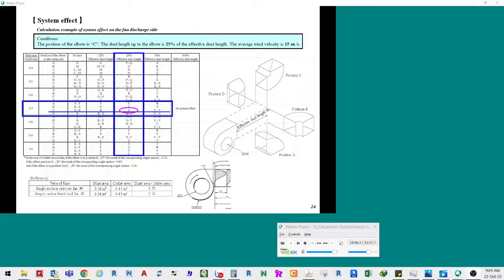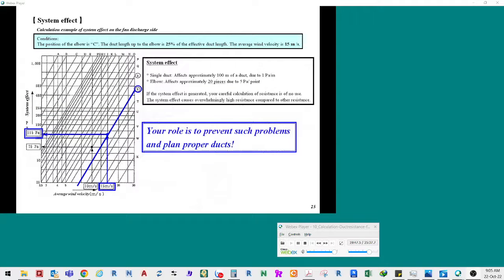Based on the conditions, the ratio of the effective duct length to the distance from the outlet of the fan to the elbow is 25%. See the area ratio of the discharge port to the outlet of the fan. This ratio is identical to the actual area ratio of the discharge port to the outlet port of the fan. Referential values are shown on this slide. Here, the ratio 0.7 is used. Select symbol S, because the position is C.